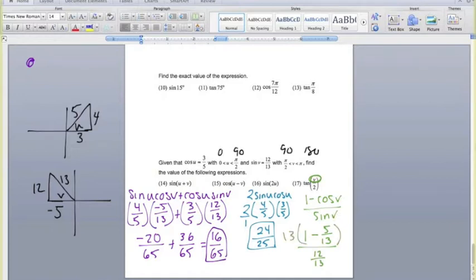And then we can simplify that by multiplying everything by the little denominators. That gives me 13 minus 5 over 12. Yes, thank you. I lost my negative. Double negative, plus. So that gives me 18 over 12, and that can be reduced down to 3 over 2.